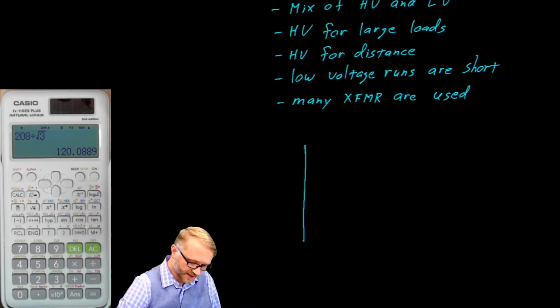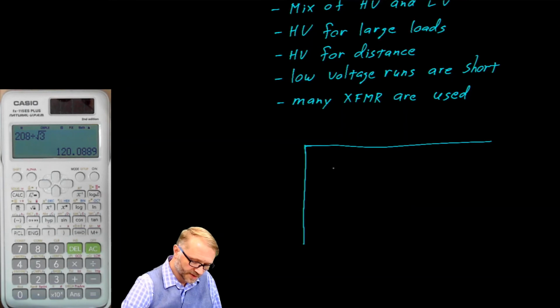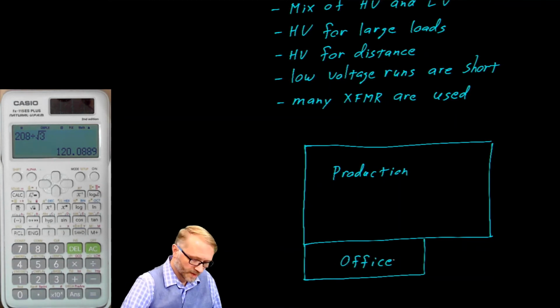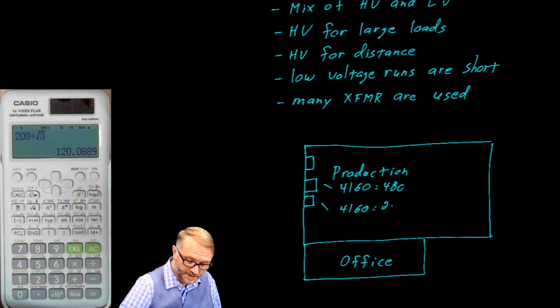As a very simple example, let's assume a factory where this is production and there's an attached office here. The electric feed might come into this panel. Close to that panel, we can expect to find a few transformers. As an example, this one might be 4160 to 480, and this one might be 4160 to that 208. There might be another transformer in a closet over here. That one would be a 4160 to 208.